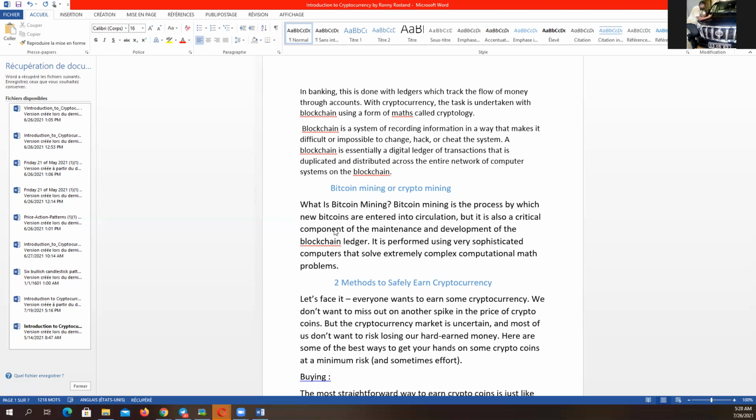So when we talk about Bitcoin mining, it is a process by which new Bitcoin are entered into circulation. But it is also a critical component of the maintenance and development of the blockchain ledger. It is performed using highly sophisticated computers that solve extremely complex mathematical puzzles. In a simple way, you just need to understand that Bitcoin mining is simply a process by which new Bitcoin are entered into circulation. Miners, who mine Bitcoin, have the job to validate transactions within the blockchain network. So the mining of Bitcoin is done by the validation of transactions within the blockchain network.